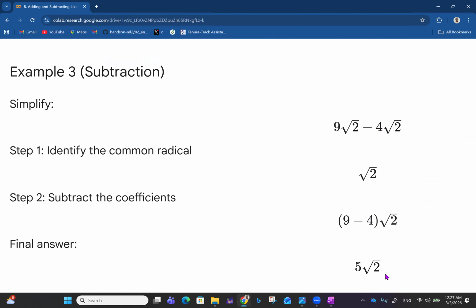Then subtraction goes the same way. For example 3, imagine you have 9 root 2 minus 4 root 2. Identify the common radical, which is root 2. Then subtract the coefficients. So you have 9 minus 4, root 2. So that means you have 5 root 2.